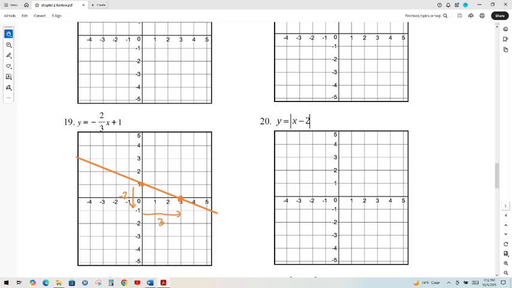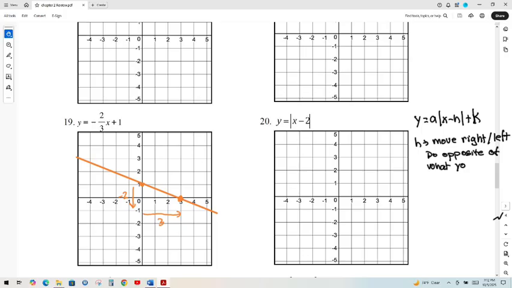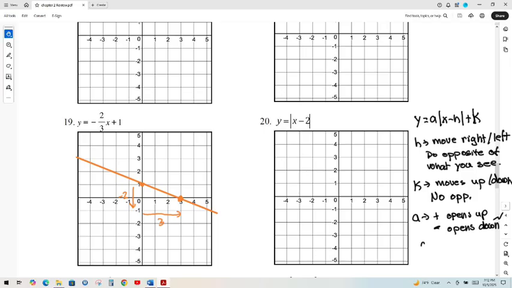Number 20, let's just refresh ourselves over a couple things here. Remember we're looking at this form. The h represents moving things to the right or left, and remember to do the opposite of what you see. Okay, so make sure we do that. K moves the graph up and down. We don't do the opposite, we keep the sign. A, if it's positive, opens up, negative opens down. A also is a multiplier, multiplies those y values.